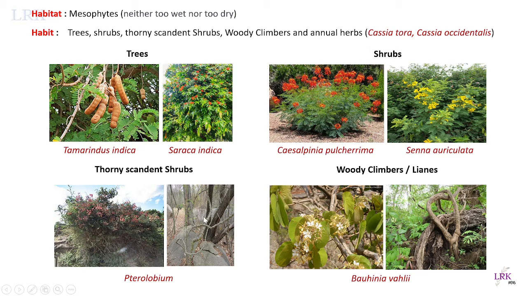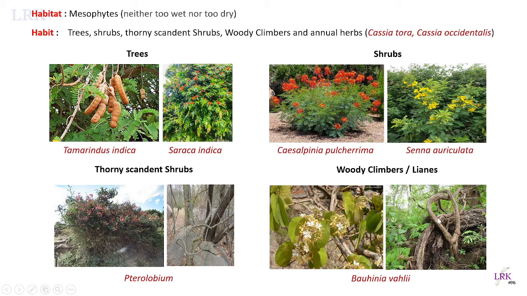See, it is a climber and it grows as a shrub. A shrubby climber is known as a scandent shrub. It has thorns also on its stem, you can see here in this picture. So, thorny scandent shrub, Pterolobium hexapetalum. And woody climbers are also seen.